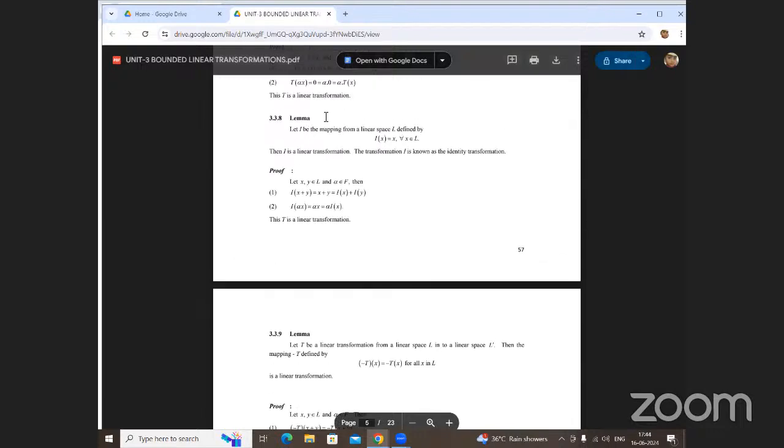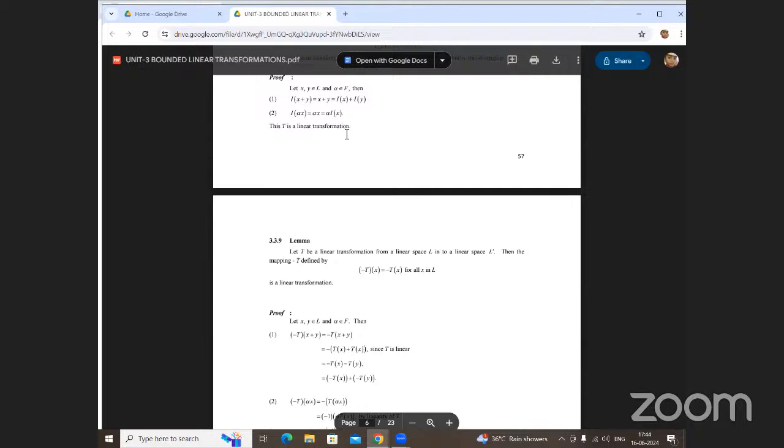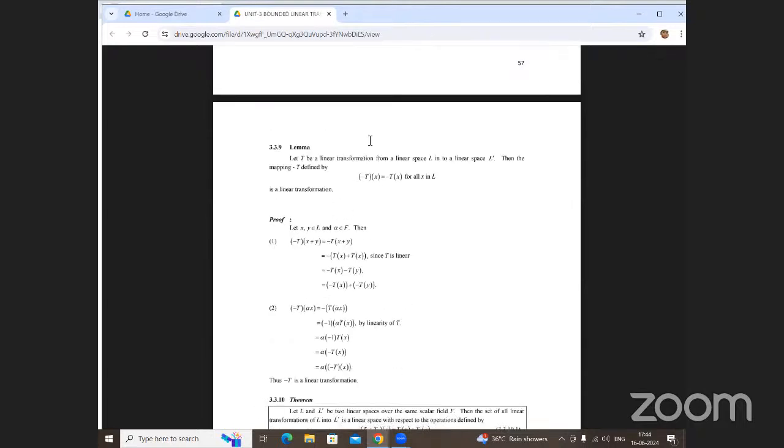So the zero transformation, zero map, and identity map are both linear transformations. That is 3.3.7 and 3.3.8. That is a simple proof. Image of an inverse map equals inverse of the image. That is T of minus x equals minus T of x. This is the inverse of the image, and this is the image of an inverse. T of minus x equals minus T of x.